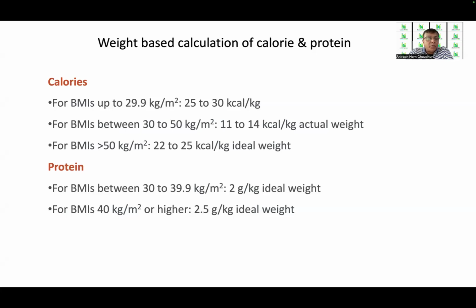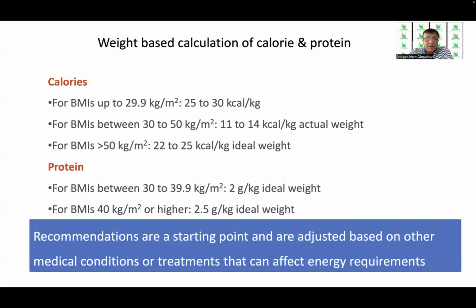Likewise, for proteins, for BMIs between 30 to 40, it is roughly 2 grams per kg of ideal body weight. And if the BMI is more than 40, it is 2.5 grams per kg of ideal body weight. However, for all practical purposes, we have to remember that even if we forget this, the range for calculating calories should be 25 to 30 kilocalories per kg per day, with extra allowances if the patient is on a ventilator, and a protein requirement of 1.2 grams per kg per day.